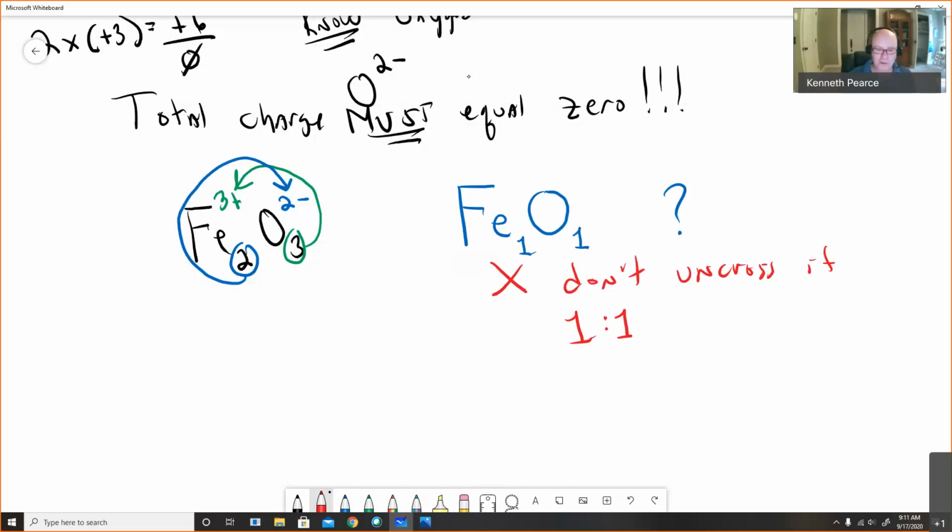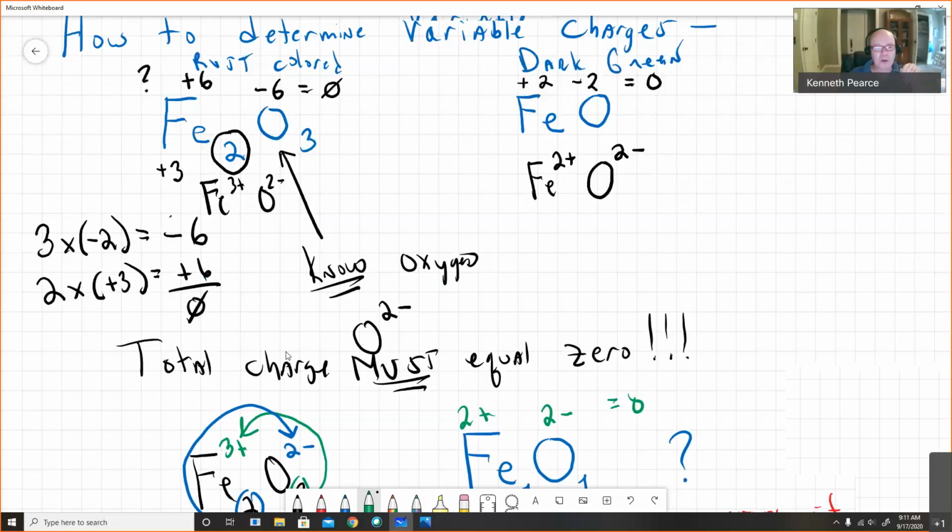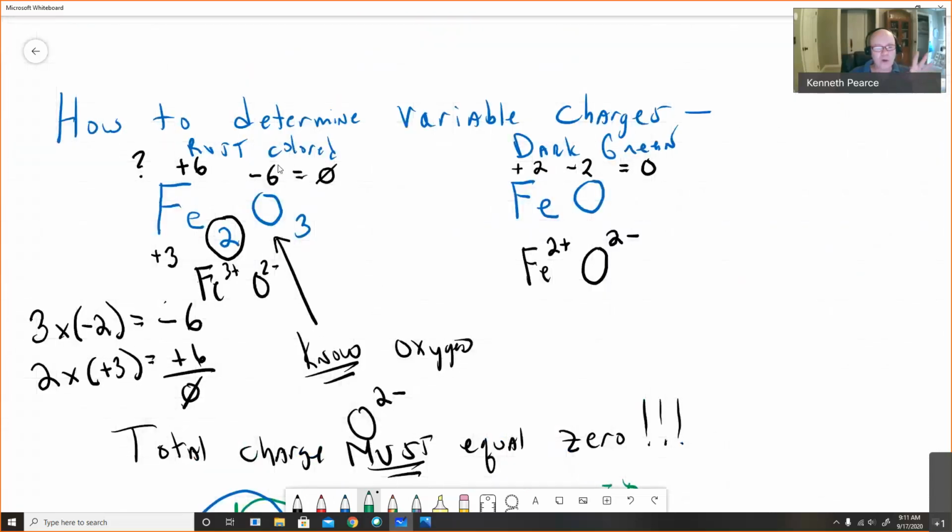In that case, you definitely have to go and say, well, that's 2 minus. Then to add up to 0, this has to be 2 plus. Okay? So uncrossing works if the numbers are different. If they're different, go for it. Just uncross it. The safest way to do things is to look at what's on the piece that you know, the oxygen, and figure out the piece that you don't know.